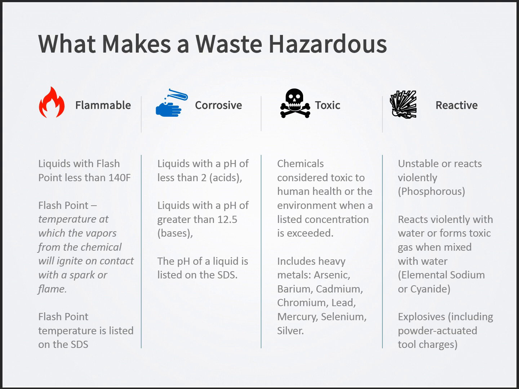Liquids with a pH of less than 2 are considered acids, and liquids with a pH of greater than 12.5 are considered bases and hazardous. The pH of these liquids is listed on the safety data sheet. Toxic chemicals are chemicals considered toxic to human health or the environment when a listed concentration is exceeded. These include heavy metals such as arsenic, barium, cadmium, chromium, lead, mercury, selenium, and silver.